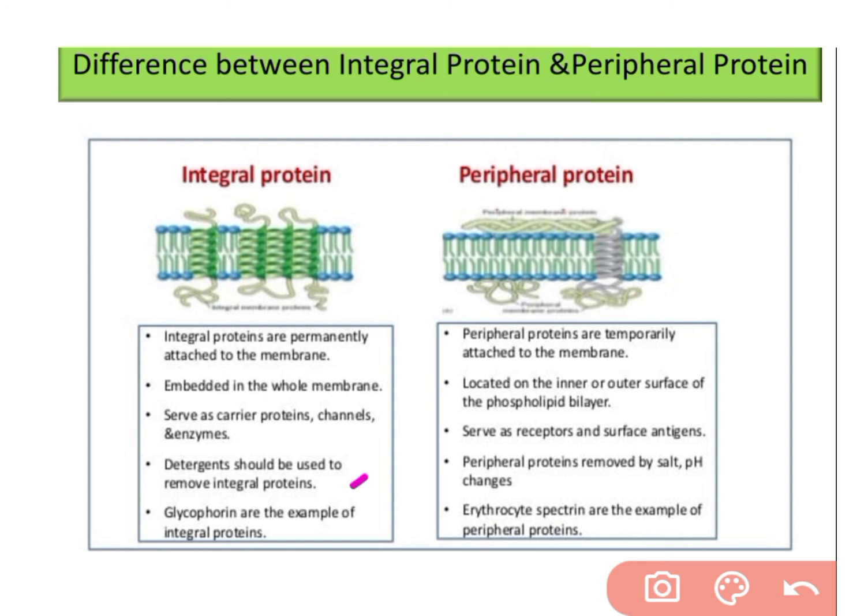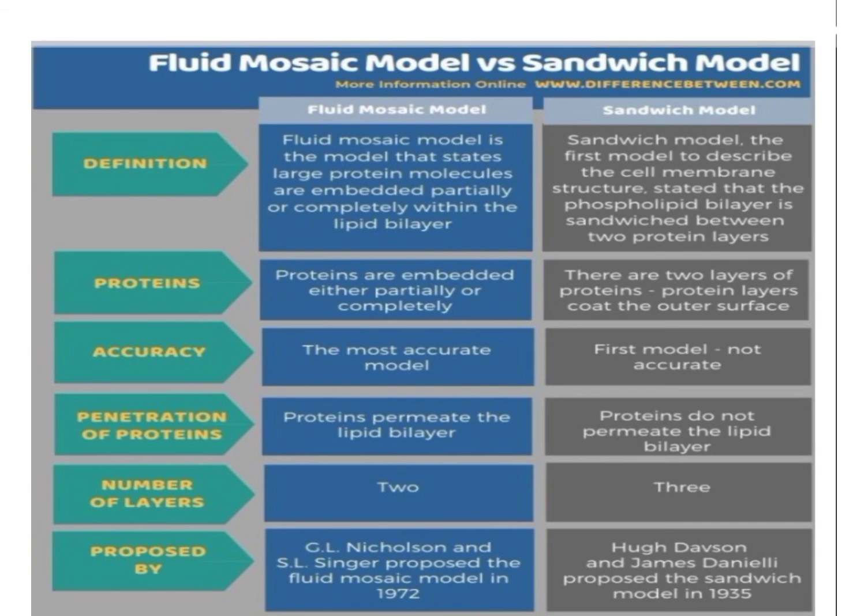Detergents should be used to remove integral proteins. Peripheral proteins are removed by salt or pH changes. Glycoproteins are an example of integral proteins, and erythrocyte spectrin is an example of peripheral proteins. Then fluid mosaic model versus sandwich model. Here you can separate them.